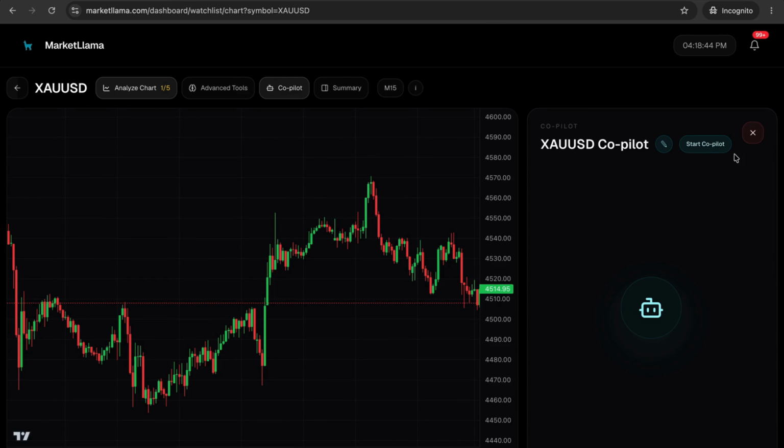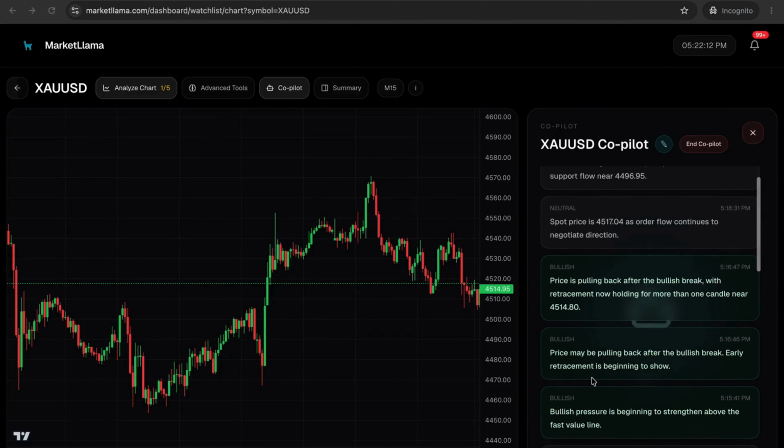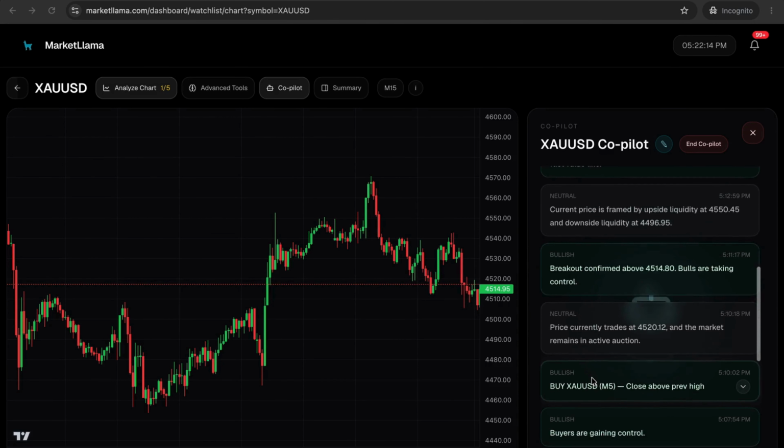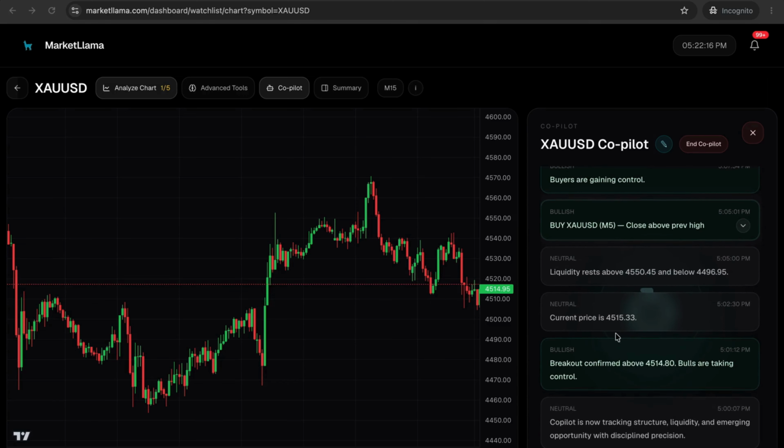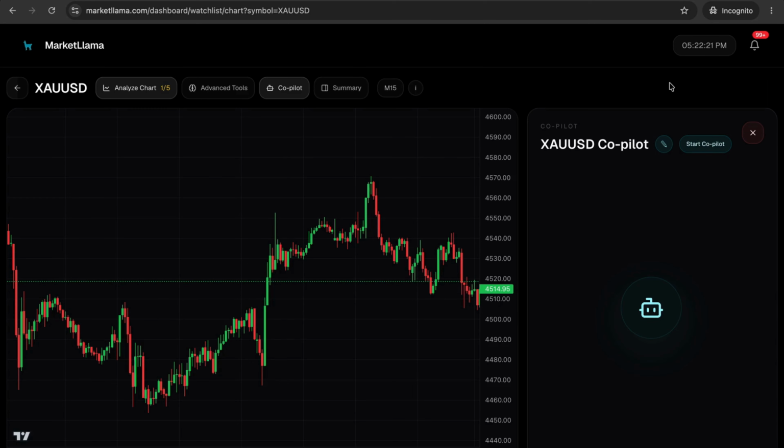You click the Start Copilot feature to get real-time commentary on what's happening in the market. This tells you exactly what's happening as it happens, giving traders more clarity and confidence in their decisions. And when you're done, you click End Copilot to stop it.